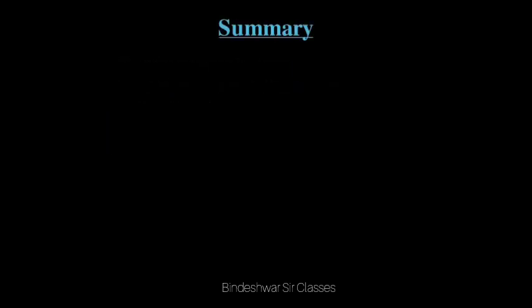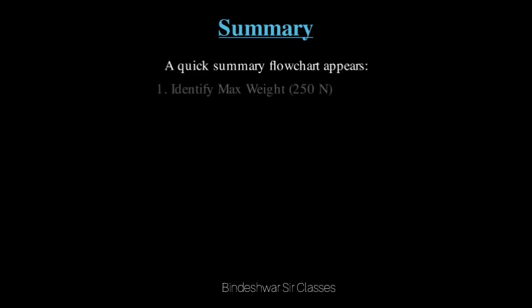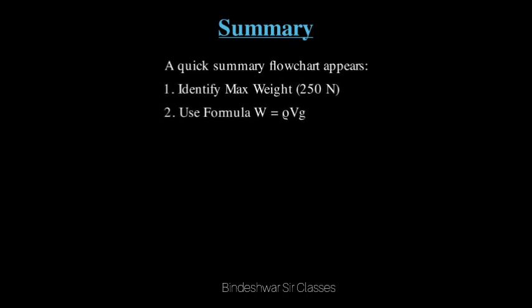To quickly summarize, the key to this problem was realizing the boy's maximum lifting capacity is a constant weight, given as 250 newtons. We then used the fundamental relationship between weight, density, and volume, W equals rho times V times g, to find the volume of mercury that corresponds to this maximum weight. A final unit conversion from cubic meters to liters gave us our answer.